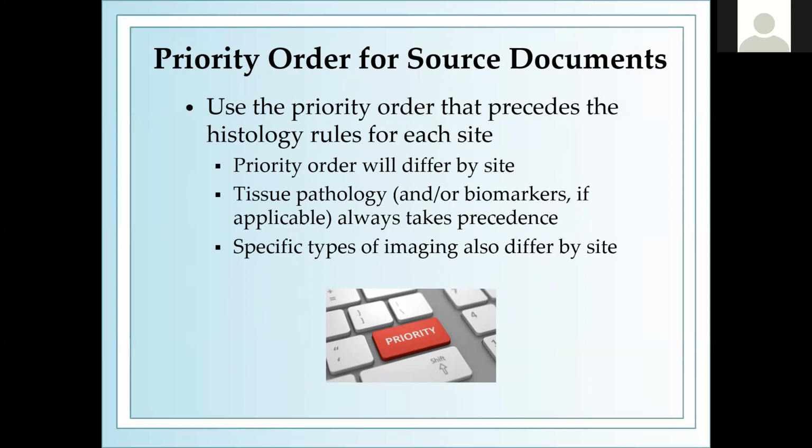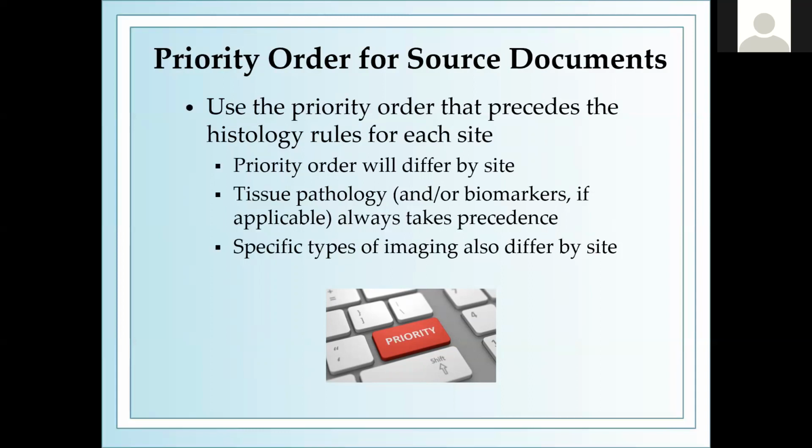When it comes to assigning the correct histology code, you need to pay close attention to the priority order of the source documents to determine how we assign the histology code. Priority order will differ by site. For each site group module before the histology rules, there is a list of documents in the order in which they should be used to assign the histology code. Once again, the priority order will differ by site, so do not try to memorize this information.